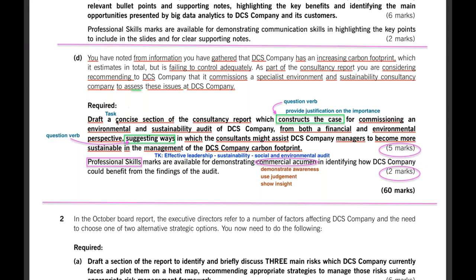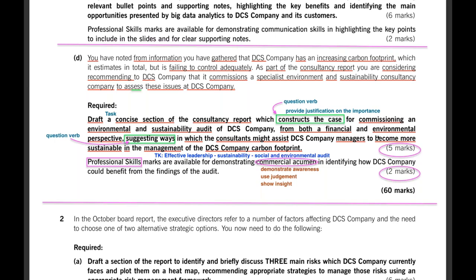All right. So here your task is you are asked to draft a concise section of the consultancy report, basically a brief section which constructs the case. What does constructing the case mean? That means you have to provide some justification on the importance of commissioning an environmental and sustainability audit of DCS from 2 perspectives: from the financial perspective, and from the environmental perspective.